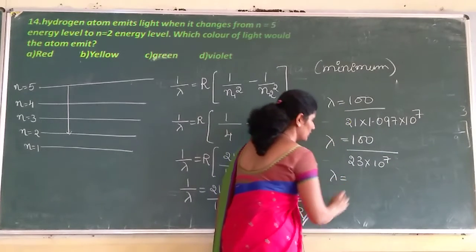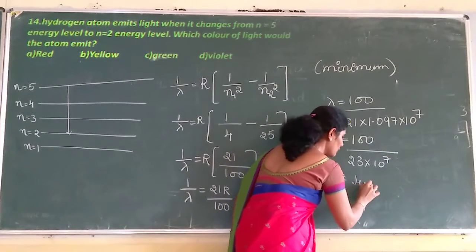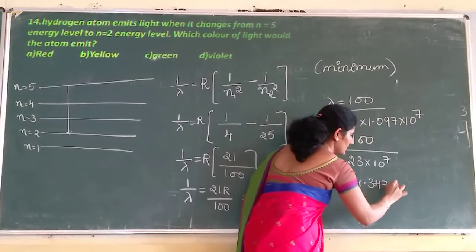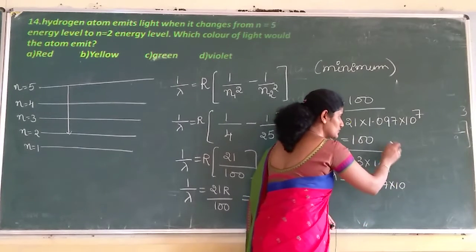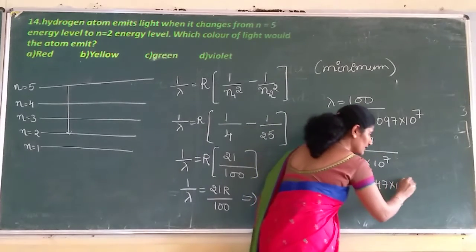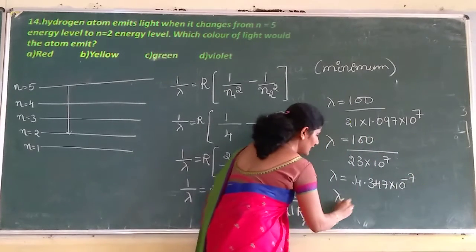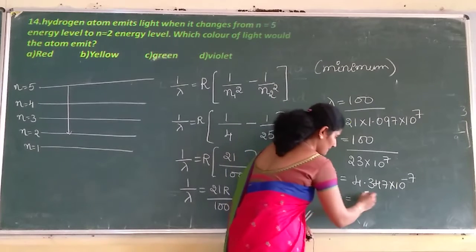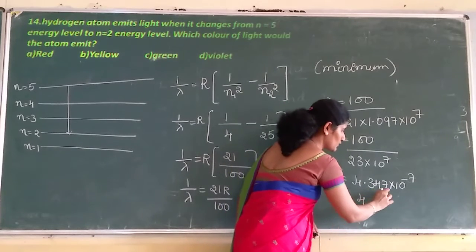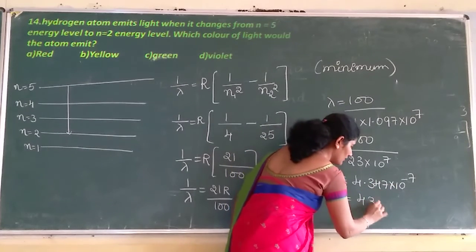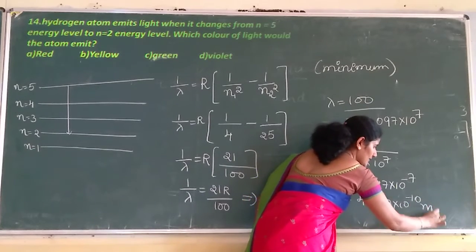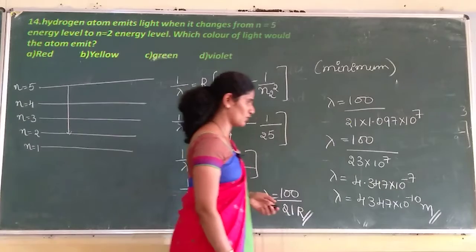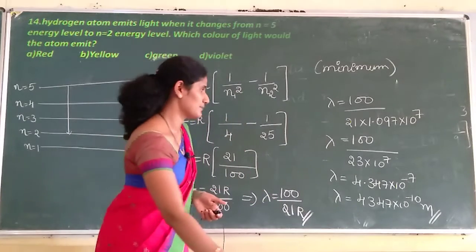So lambda is equal to, we get 4.347 into 10 to the power plus 7. When it goes to the numerator, it becomes 10 to the power minus 7. So the value of wavelength lambda is 4.347 into 10 to the power minus 7, or 4347 into 10 to the power minus 10. 10 to the power minus 10 is angstrom, so 4347 angstrom.